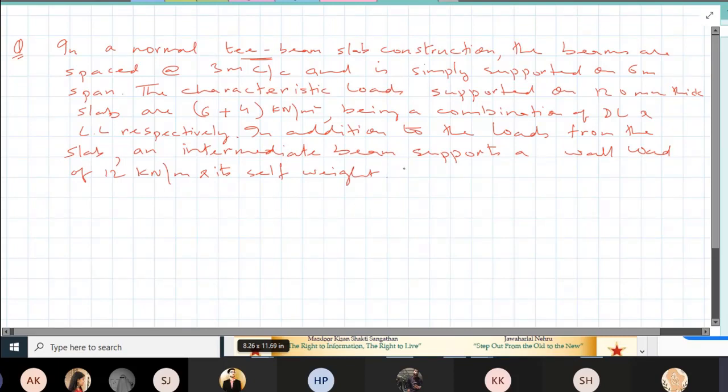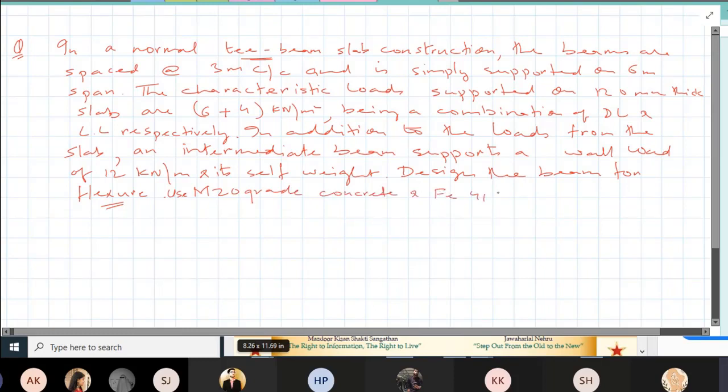So we have to design the beam for flexure, but we'll see the same problem once we learn about designing for shear. We can do the shear design, that is the stirrups, and also we'll make a check for deflection. We'll do that at a later stage when we learn those topics. But right now you just have to compute the design from the flexural perspective. The materials you have to use are M20 grade concrete and Fe415.